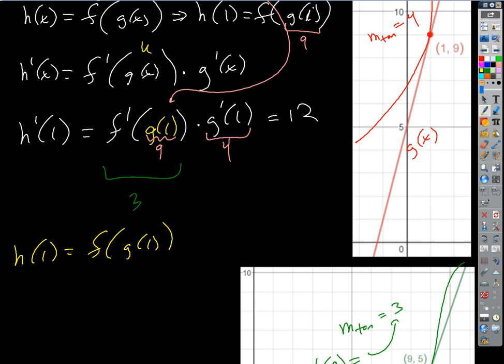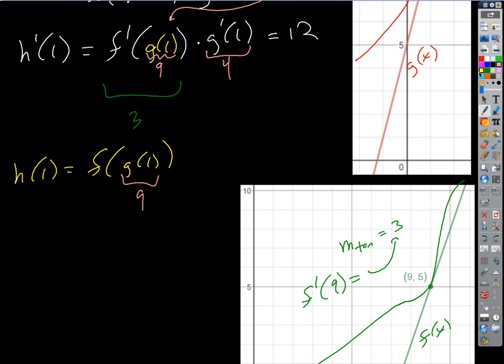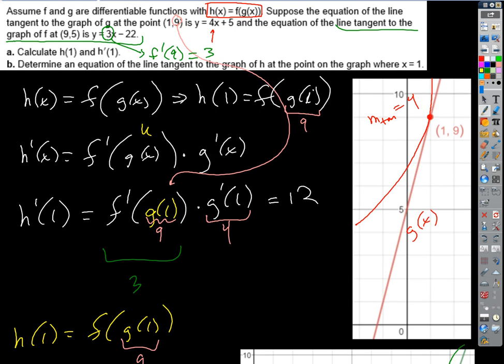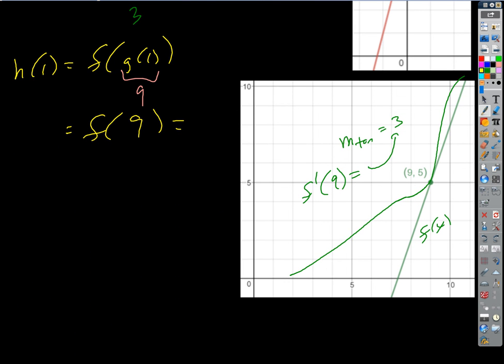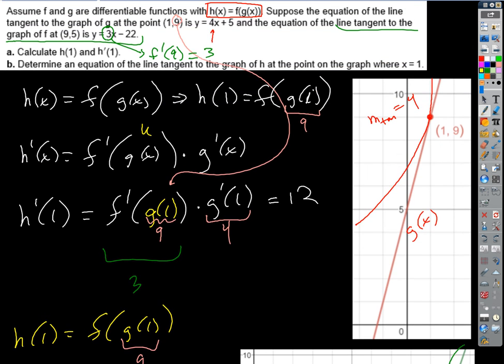So then we decided here that this is 9, right? So then all we have to do is just evaluate f at 9, and we can do that. What is the value of f at 9? 5, right? It's right there. And if we look up here, we can see that in this ordered pair. This is telling us right here that f of 9 equals 5. That's what that ordered pair is telling us. Right?